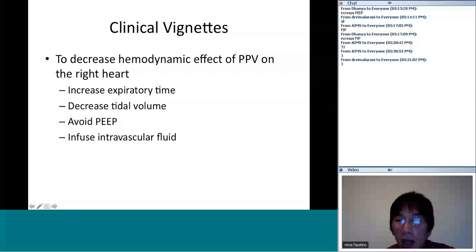You can decrease your tidal volume. Again, a decrease in your tidal volume will cause a decrease in your mean airway pressure and better hemodynamics. Or, as the surgeons would love it, just avoid PEEP altogether. But you know, this is always a contention between our intensivists and the cardiac surgeons. Our surgeons hate PEEP, but there's actually an appropriate way of giving PEEP. And then lastly, if you don't have any choice and you can't play around too much with your ventilator, then you can infuse intravascular fluid. That increases the pressure in your intravascular space and actually improves your cardiac output.